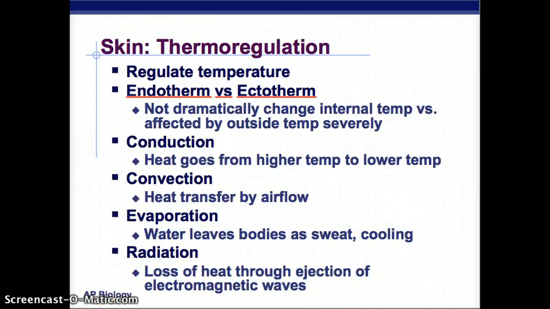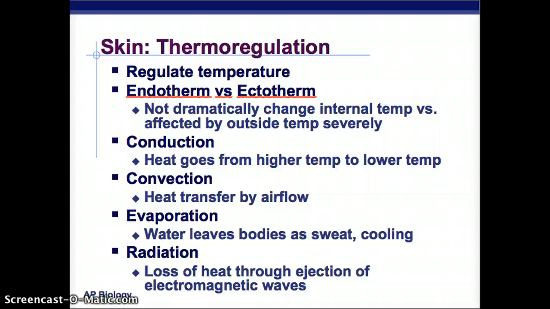All right, finally, the skin, the largest organ in our body, and it does two things. One is thermoregulation, which we talked about for homeostasis, and the other is excretion, which we talked about for our excretory system to help maintain homeostasis. So thermoregulation is regulating temperature. So we already talked about endotherms versus ectotherms. So endotherms, what we are, our internal temperature is not drastically changed by the outside temperature. We maintain our own internal environment, versus ectotherms that are severely affected by the outside temperature, like snakes.